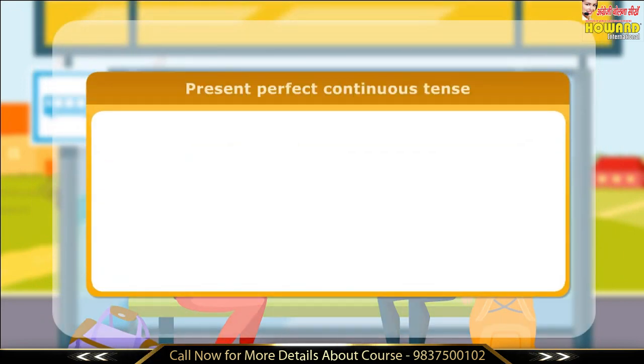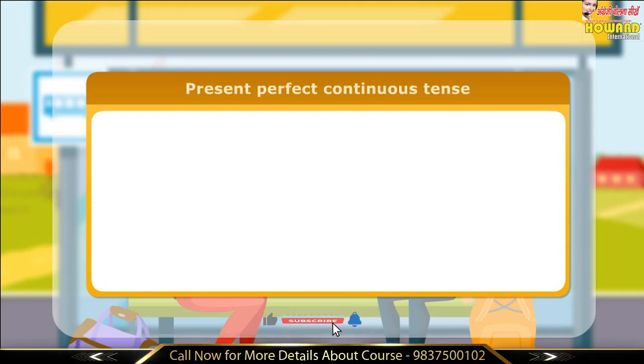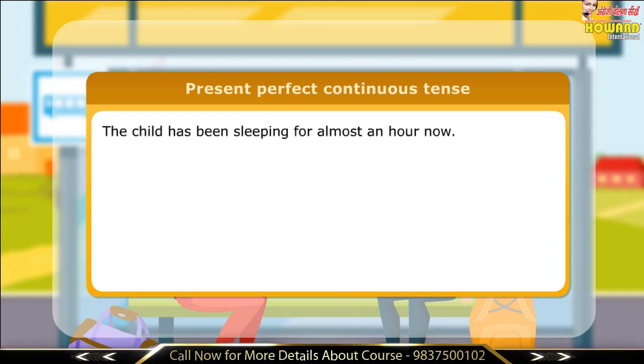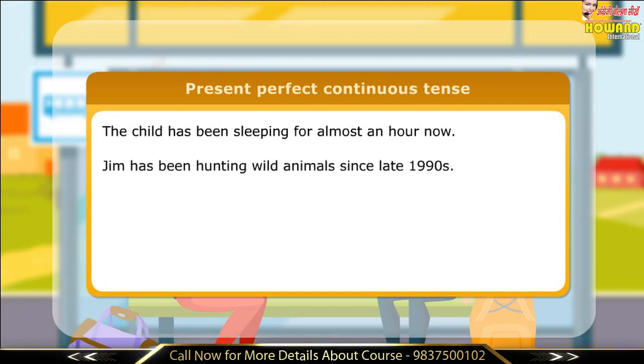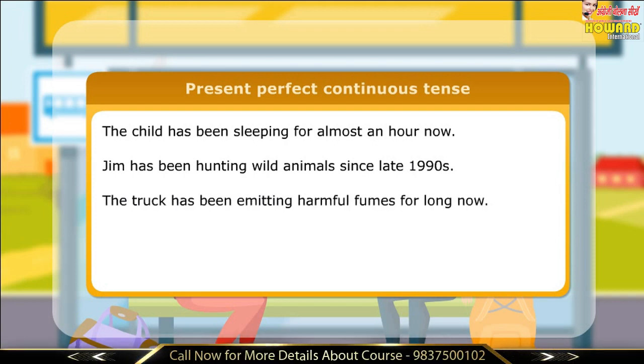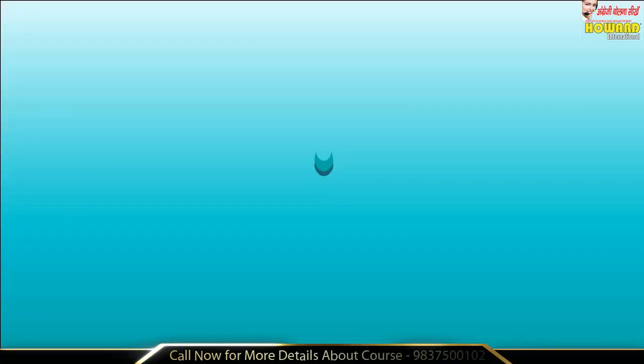Here are few more sentences with verbs in present perfect continuous tense. The child has been sleeping for almost an hour now. Jim has been hunting wild animals since late 1990s. The truck has been emitting harmful fumes for long now. Aryan has not been working hard enough to pass. Have the guards been shifting their post to the next block?